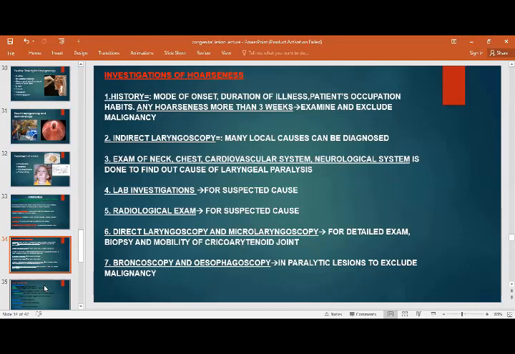The rest of the examination is again very important because in most cases of glottic laryngeal cancers, we need to check the whole chest. A chest X-ray is needed because if there is any regional nerve paralysis along its course, then we need to find out. We can find it with chest X-rays, CT scans, and sometimes lab investigations for suspected causes. Direct laryngoscopy and microlaryngoscopy are sometimes the gold standard for detailed examination, along with biopsy and assessment of the mobility of the cricoarytenoid joint. And then we will go for bronchoscopy and esophagoscopy in paralytic lesions to exclude any malignancy.